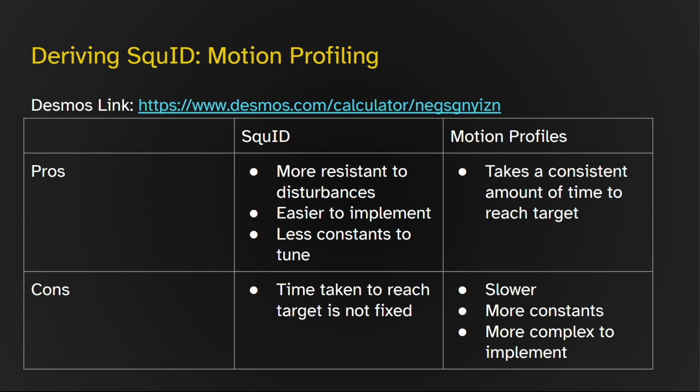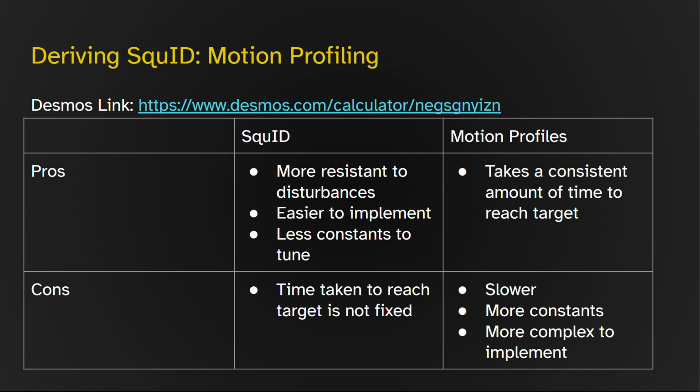It's also easier to implement because with motion profiles you have to tune a bunch of constants. You have to add some specific classes and stuff to your code to make it work properly. And SquID doesn't really have that. It basically works like a PID controller, except it has a slightly different control law. And of course, as I mentioned earlier, motion profiles have a lot of constants. SquID does not have that many constants, and the constants are also easier to tune.